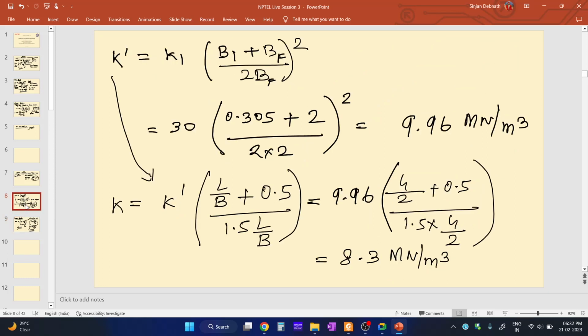The K1 is the subgrade modulus of the rectangular footing that you got after incorporating the shape effect. So this one is the shape effect. You incorporated that into the size effect. That is, after finding the subgrade modulus for the square footing, you incorporated the shape effect to find the subgrade modulus for the rectangular footing. So this one, 8.3.